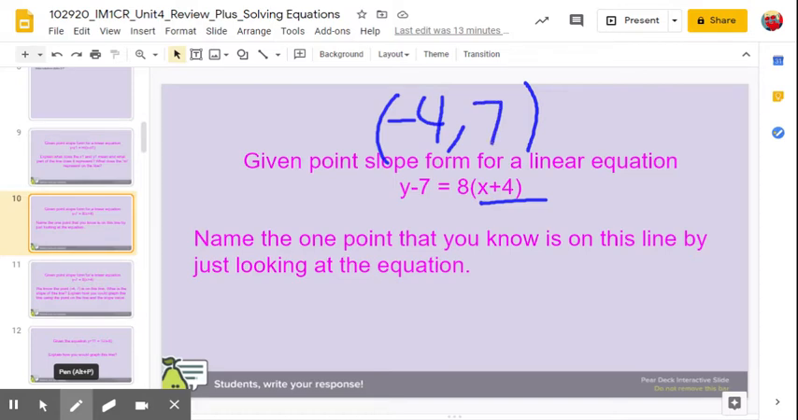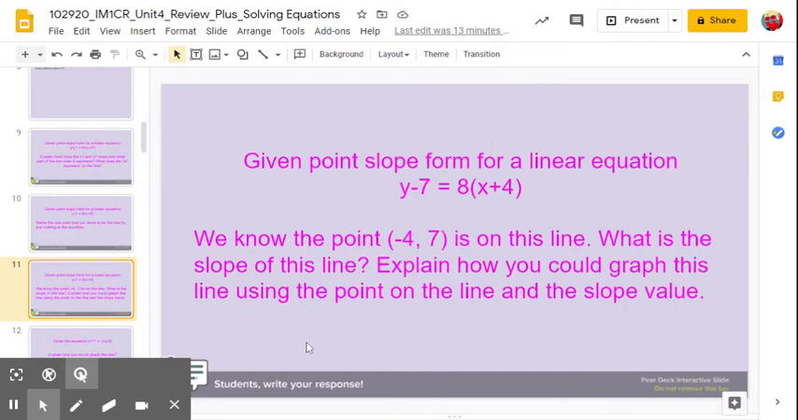So again, when you look at the equation in point slope form, your coordinate values are opposite of what it looks like in the equation every time. It says a negative, we know that value is actually positive. If the value with the x is positive, then we know that actual value is negative every time. All right, so we know that point just by looking at the equation in this point slope form.